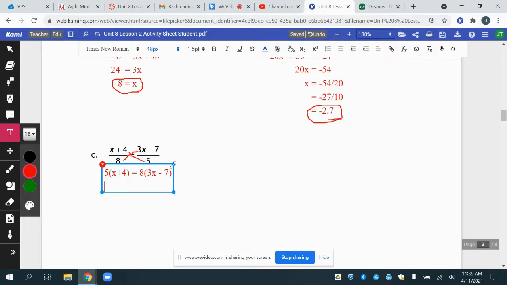So 5 times x is 5x. 5 times 4 is 20. 8 times 3x is 24x. And 8 times 7 is 56. Negative 56. Okay. And now I'm going to take away 5 x's from each side.